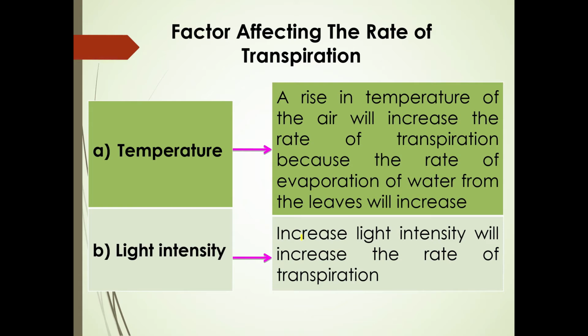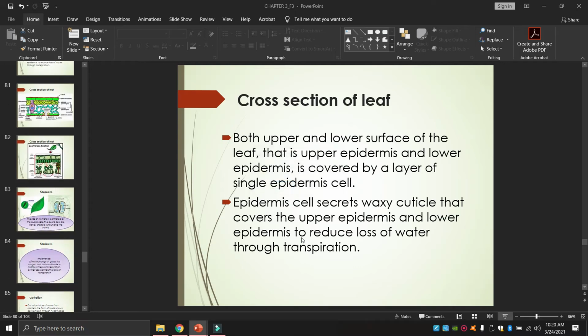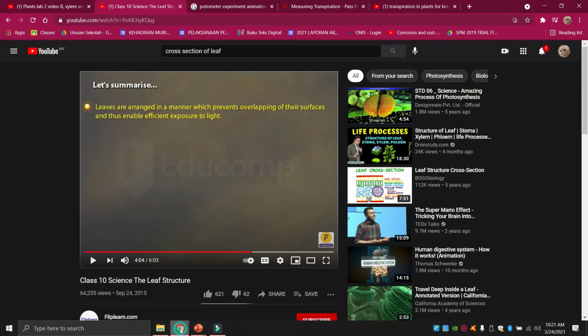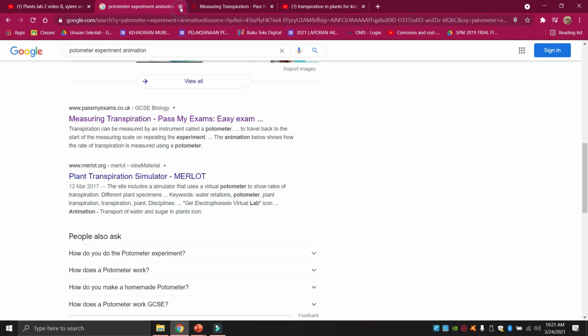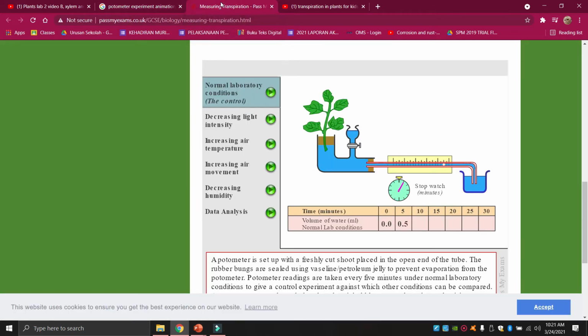You have to do the experiment using the apparatus that we call a potometer. Wait for a moment. Actually this is not a video, it is more like an animation. So this apparatus we call a potometer.